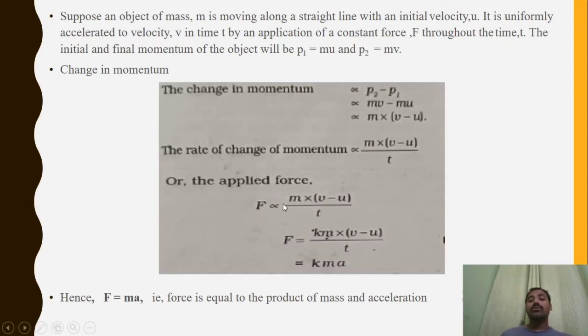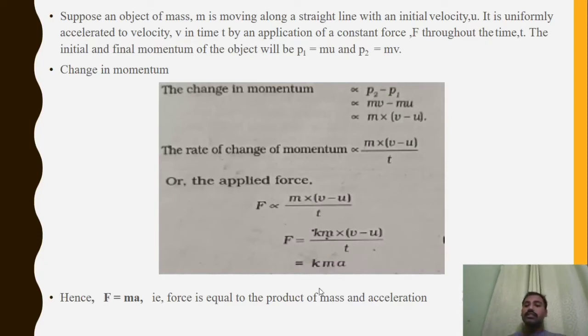Then to remove the proportionality, we will take k, where k is the proportionality constant. Therefore, F is equal to k into m into (v minus u) by t, where (v minus u) by t is the rate of change of velocity. And what is the rate of change of velocity? Acceleration. Okay, the rate of change of velocity is known as acceleration.